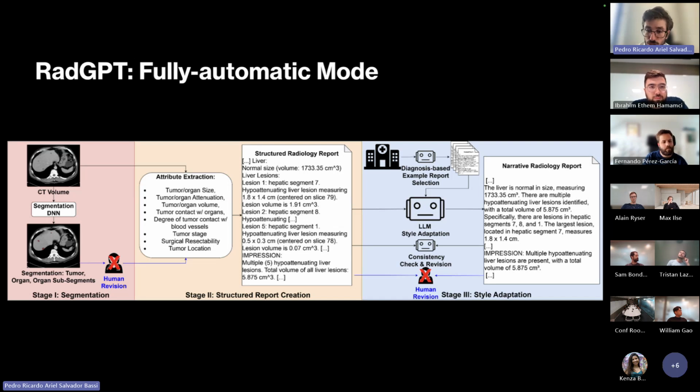report generation method. So in this case, what we do is we take the CT scan, we do the segmentation of tumors and organs, and we follow the pipeline as we had before. We just remove the human revision of these segmentations, and we create the reports fully automatically. What's the advantage of this approach?